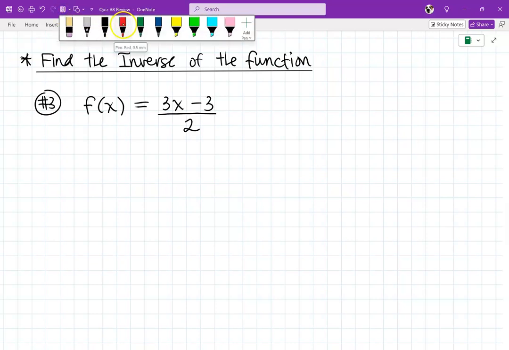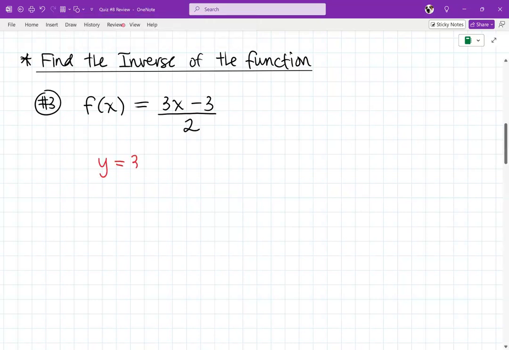So step number one is to rewrite f of x as y. So we're going to have y equals (3x minus 3) over 2. That's step one. Step two, change y to x and x to y. So x is equal to (3y minus 3) over 2. Okay? Now you're supposed to solve for y.